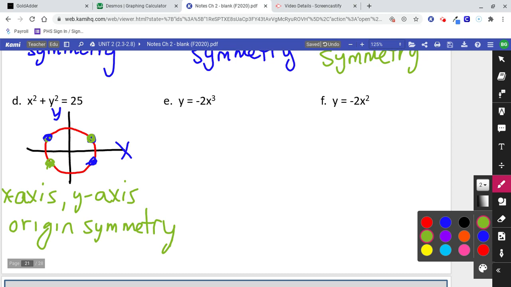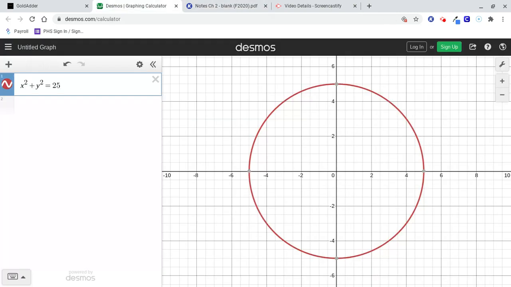Okay. Next one. Does anybody know what shape part E is before we do it? Negative 2x cubed? Maybe you do.